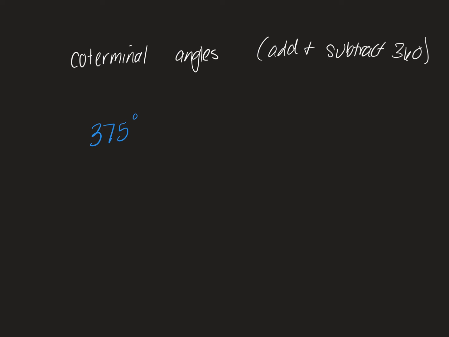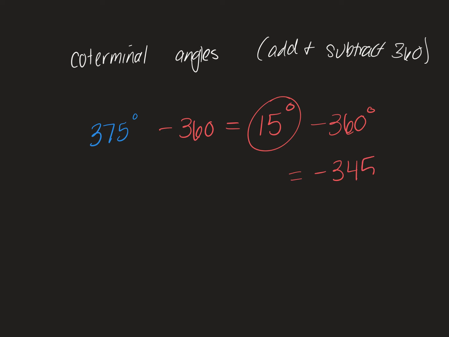Okay, so we can subtract 360. And that gives us what? Okay, what happens if we subtract 360 again? Okay, and that's okay, right? All right, so 15 is coterminal, negative 345 is coterminal. What happens if we add 360 to 375?